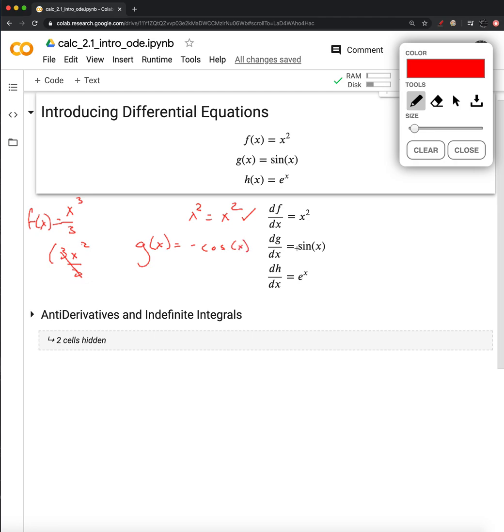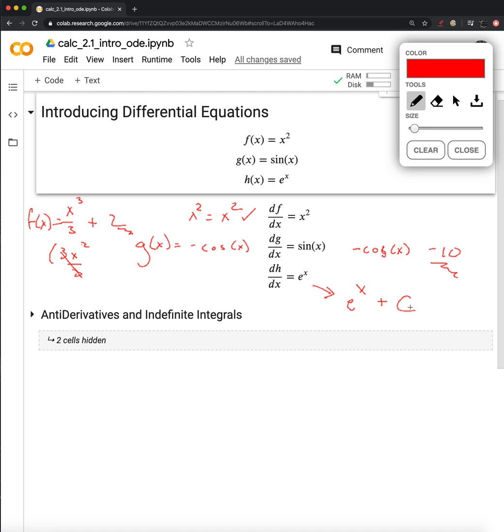But in these two examples, we can dig a little deeper, because maybe you notice that not only does x cubed over 3 solve this, but so would something like x cubed over 3 plus 2. So would something like negative cosine of x minus 10, because the derivative of any constant would be 0. So you would still have a solution to your equations. And here we have e to the x plus, again, any arbitrary constant.